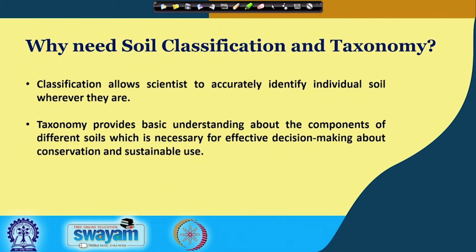So, to get a holistic idea about soil physicochemical processes, you need to have a complete idea about its classification and which group it belongs to, what their characteristics are, and how it differs from other soil groups. So, that is why we need soil classification and taxonomy, just like any other organism in the world.